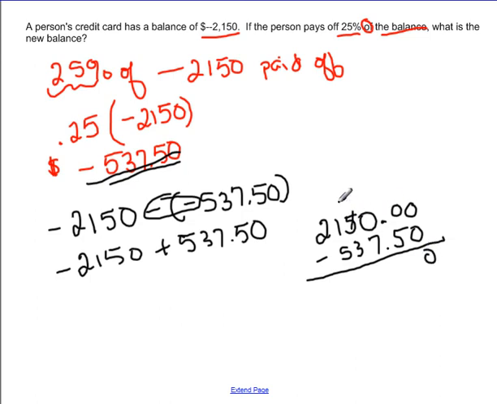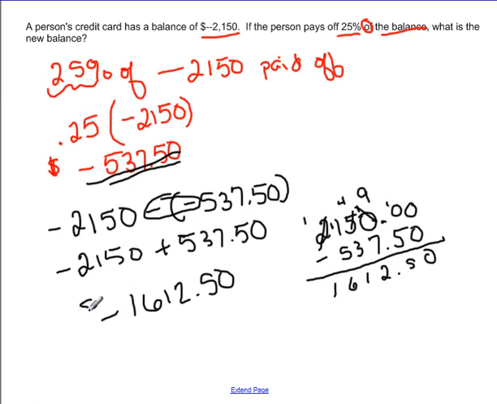We're going to need to do some borrowing, coming over here and grabbing some values. So there's going to be our 5, and then 2, and then 1, and one more borrow here. There's 6, and 1. So we end up with $1,612.50. And remember, because the 2,150 has the largest absolute value and it was negative, this is going to be my new balance on my account. And now we've answered the question that they asked us to answer.